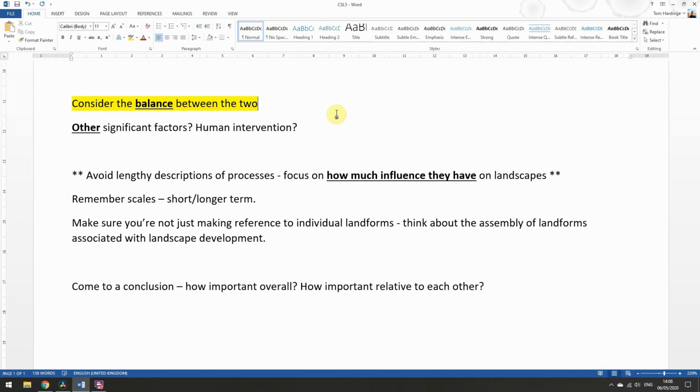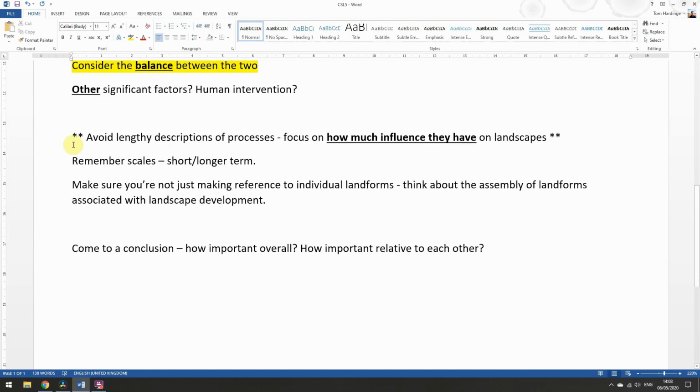There is an opportunity, perhaps within the conclusion, to think about other significant factors like deposition, like maybe human intervention. You can think about the roles that they play in shaping the landscape. However, I would really just leave that to the conclusion, because the bulk of your answer does need to be focusing on weathering and erosion processes. As I've said before, you want to avoid lengthy descriptions of those processes. Don't get bogged down in focusing on the definitions of processes. You want to spend your time explaining about how much influence those processes have on certain landscapes.